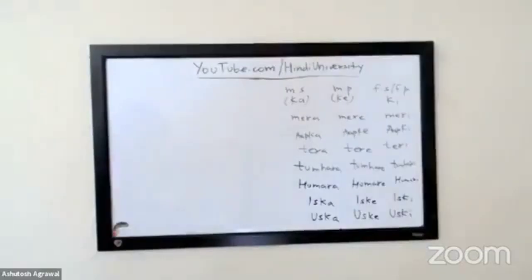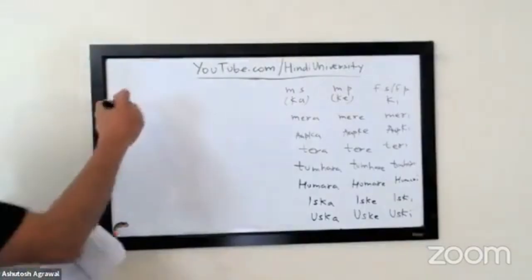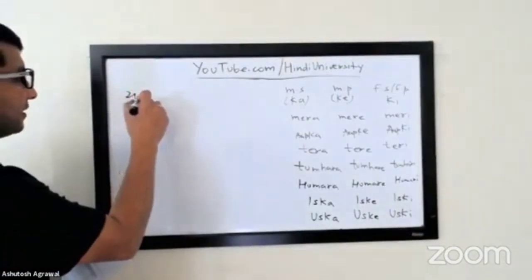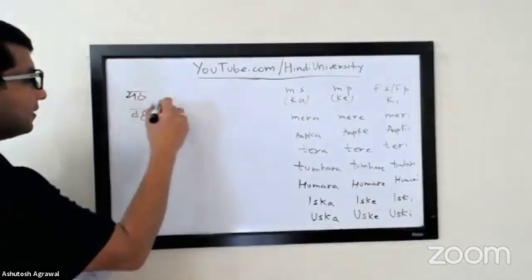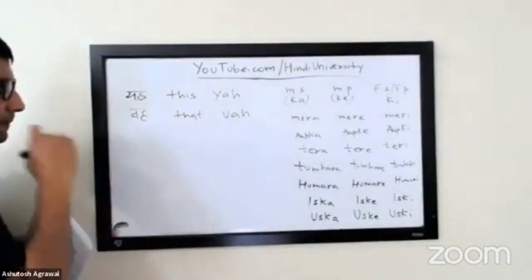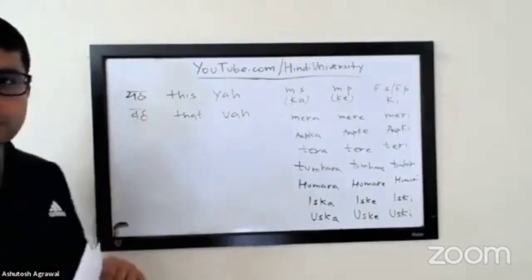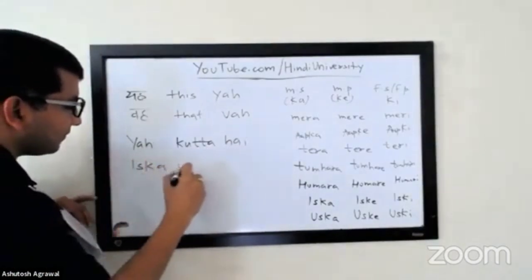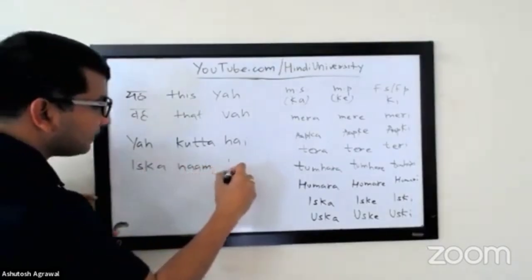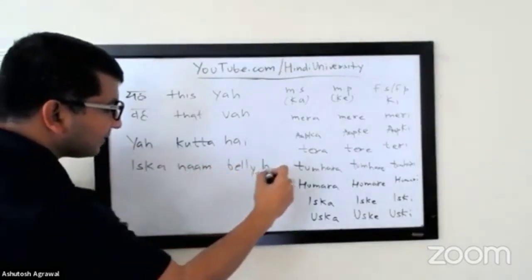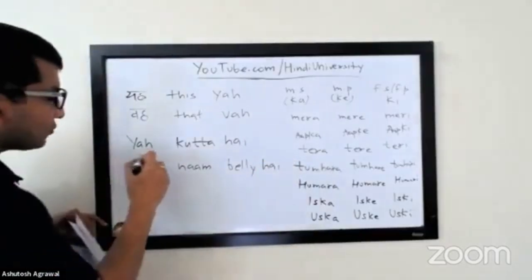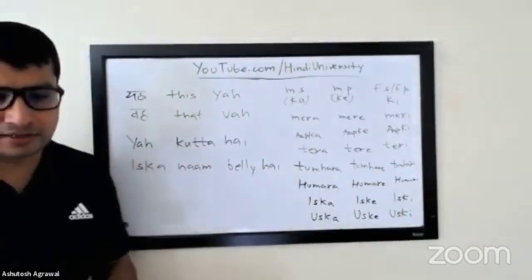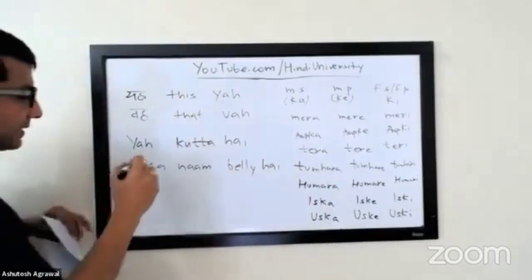So the closer one you will refer to, in general, when we're talking about yah and vah, the closer one is this, right? So you have yah, vah. Okay, so let's say I'm referring to someone who is closer to me. Okay, यह कुत्ता है, and I want to say इसका नाम, let's say, बेली है. Okay, does it make sense now? So I'm referring to someone that is closer to me. Like, this is a dog, that is a hospital.